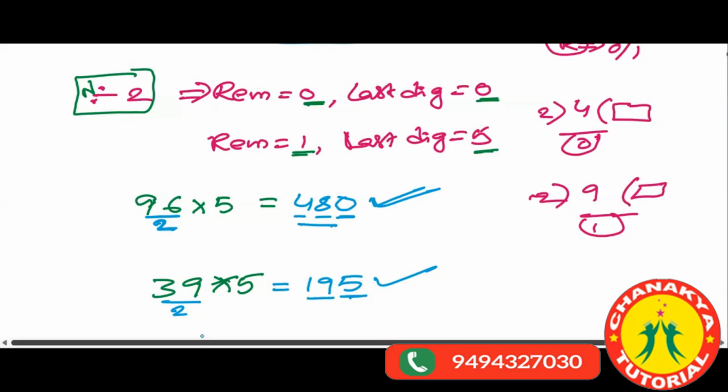Sir, I have a doubt. For every number, when we are doing multiplication by 5, we need to divide by 2 only? Yes, sir. Siddhant, any doubt? Sir, I didn't understand odd number multiplication by 5.